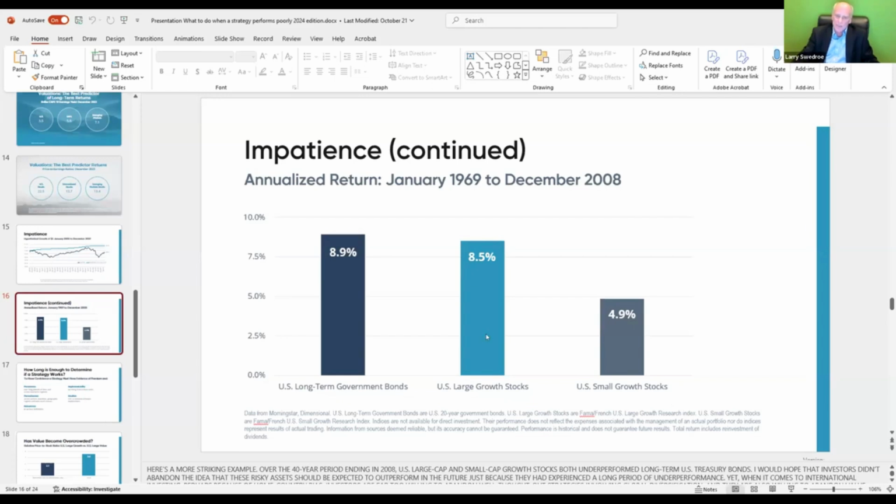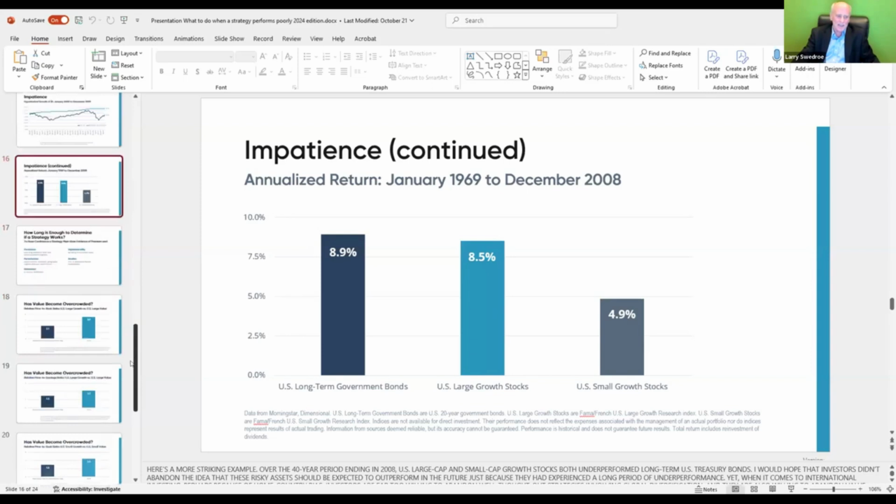Over this 40-year period, U.S. large growth stocks, the darling of investors for the last decade, underperformed, and small growth stocks did even worse. That's 40 years where you went unrewarded and took at least twice the risk here. So you have to stay disciplined.